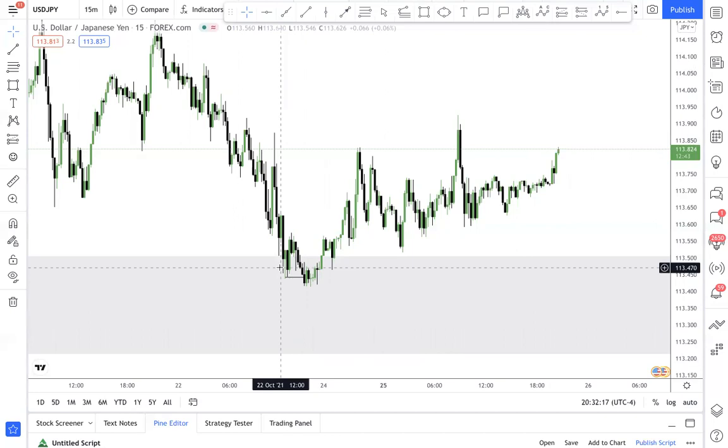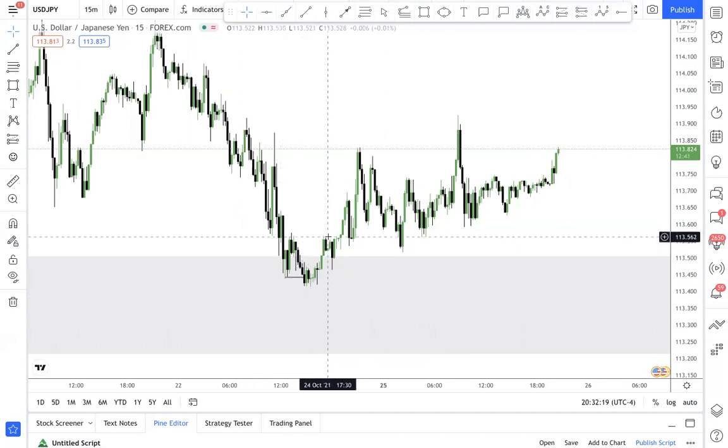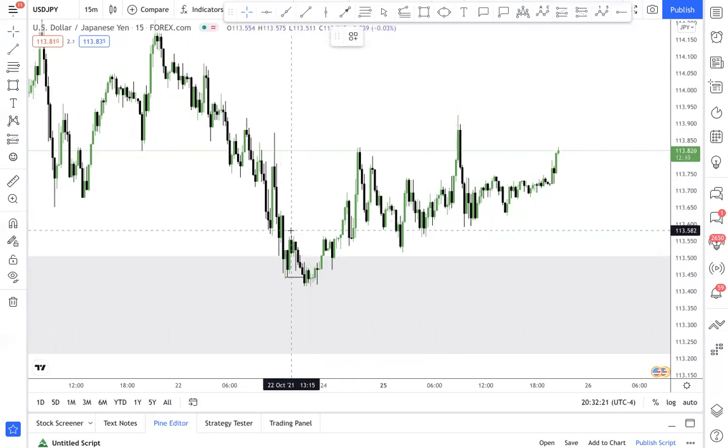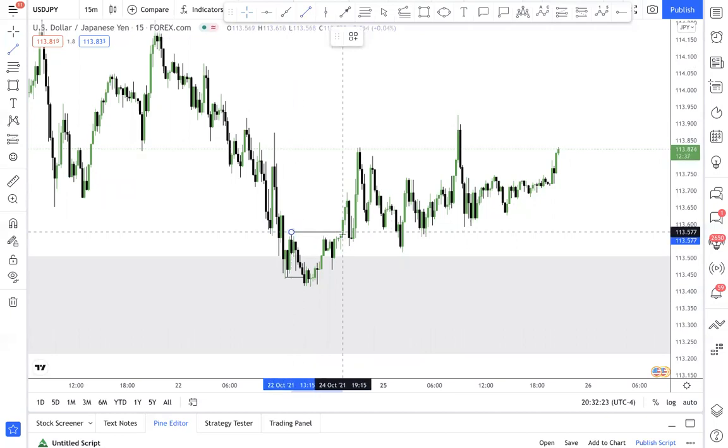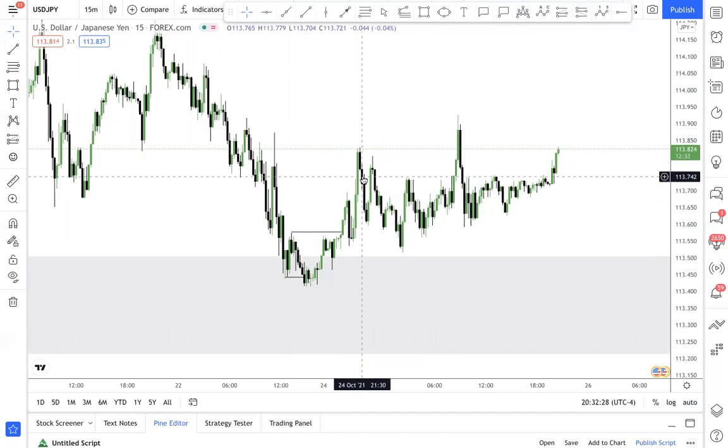right? Your lower time frame confirmations. Now, the ideal situation is to wait for the break in market structure here, and then catch it on the return.